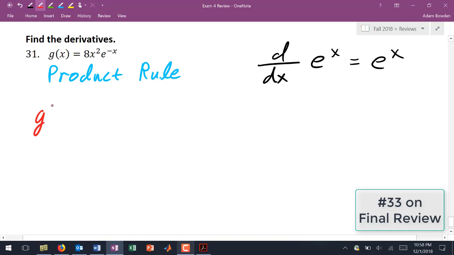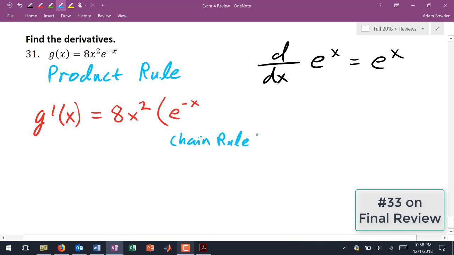So g prime of x starts off with the first, 8x squared, times the derivative of the second. To do the derivative of e to the negative x, we start off with the same thing, e to the negative x. But because it's more than just x on top, I will be applying the chain rule technically to this one, which means I take the derivative of what's on top, negative x, and its derivative would just be negative 1. So that was the first part. First times derivative of the second.